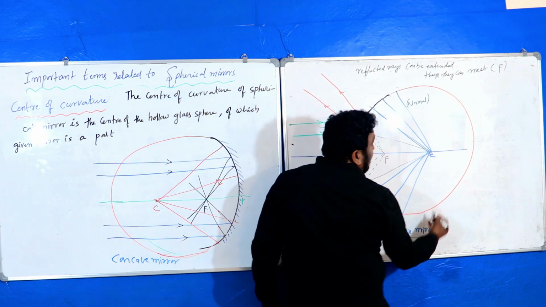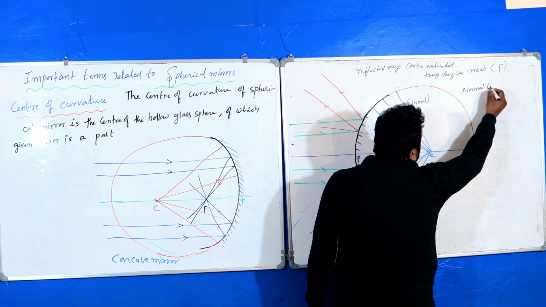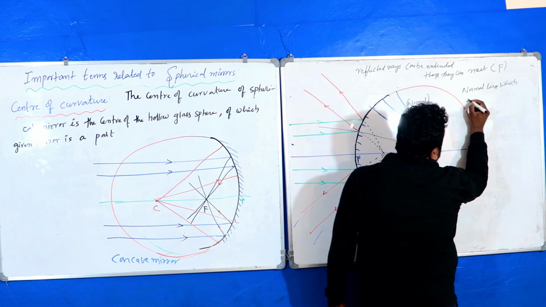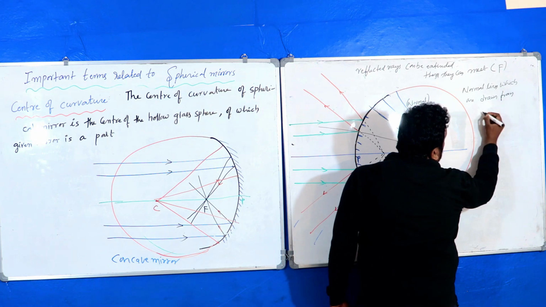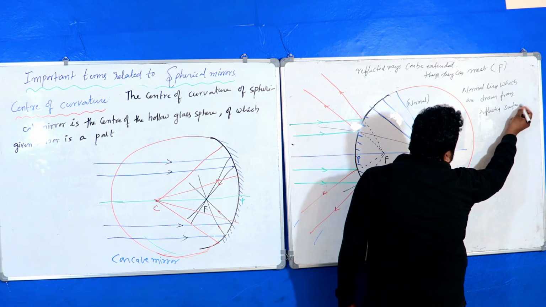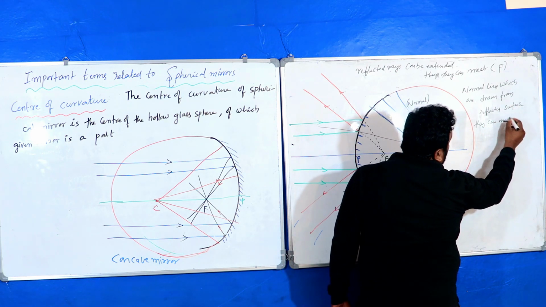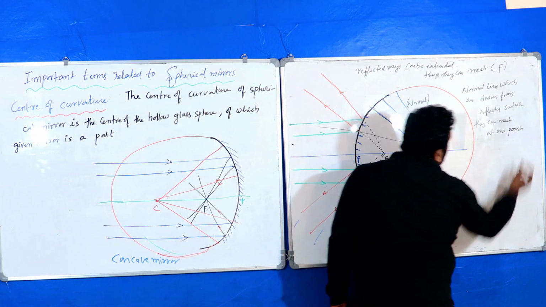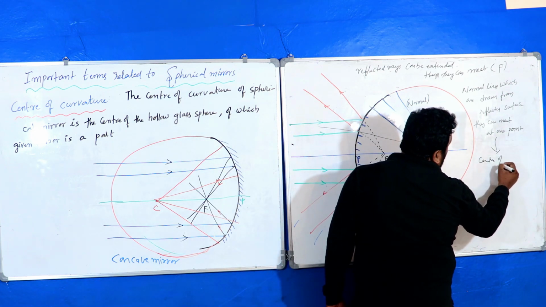So for its definition, you can write: normal lines which are drawn from the reflected surface, they can meet at one point on the principal axis. That point we call the center of curvature.